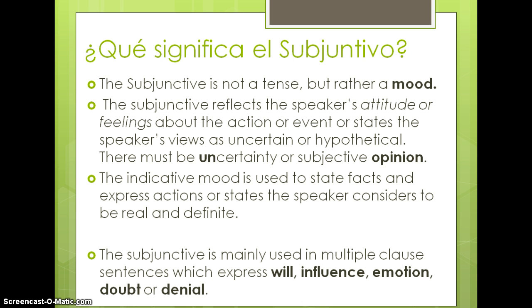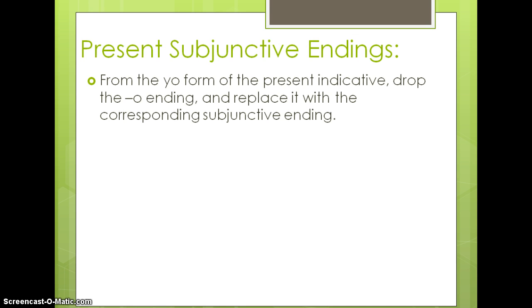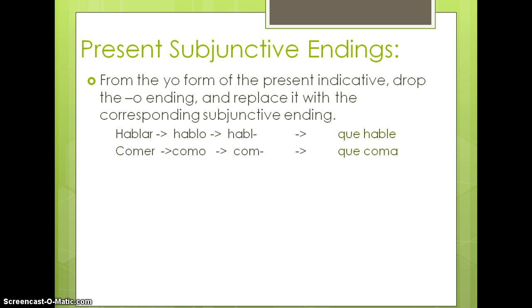So again, we need the subjunctive when we are using multiple clause sentences and we are expressing will, influence, emotion, doubt, or denial. How do we form the present subjunctive in Spanish? We need to go first to the yo form of the verb in the present indicative. We then drop that o ending and we will replace it with the corresponding subjunctive endings. So example with hablar, the yo form hablo, take off the o, and the present subjunctive is que hable. Comer, que coma. Escribir, que escriba.